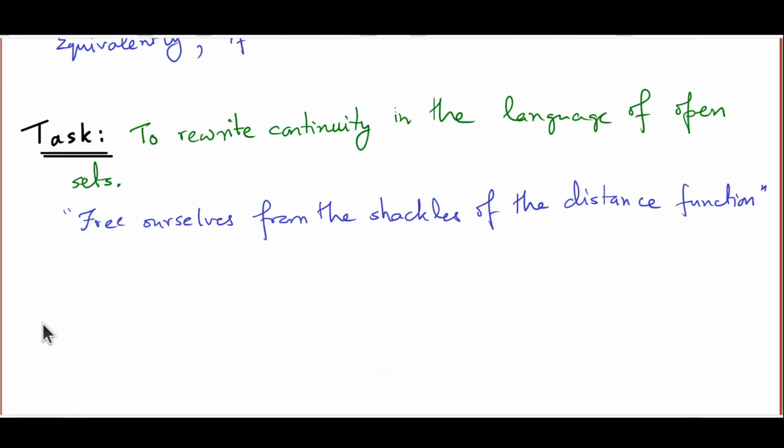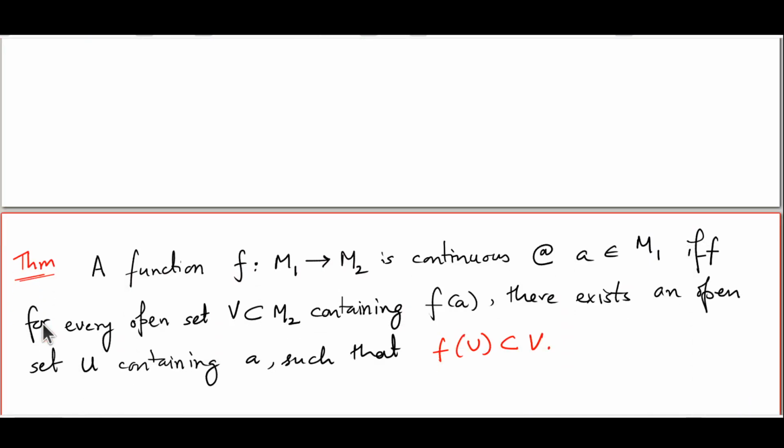The first thing we will do is state and prove a theorem, which essentially is a redefinition of continuity in metric spaces using the language of open sets. A function f from a metric space M1 to another metric space M2 is continuous at a point A belonging to M1 if and only if for every open set V in M2 which contains f of A, there exists an open set U containing A such that f of U is contained within V. In other words, U under the action of f maps entirely inside V.